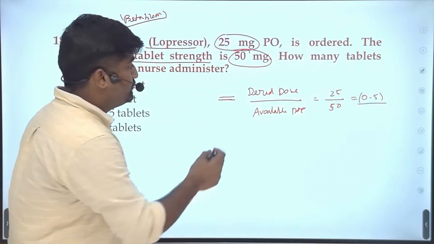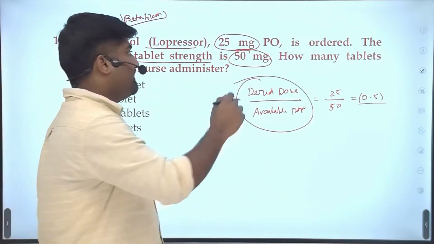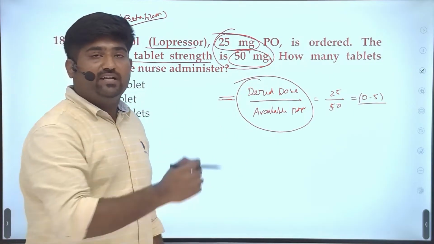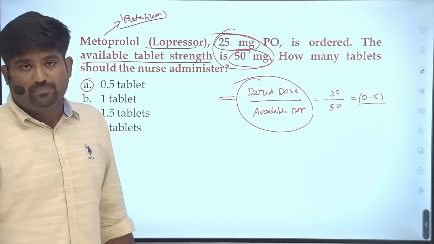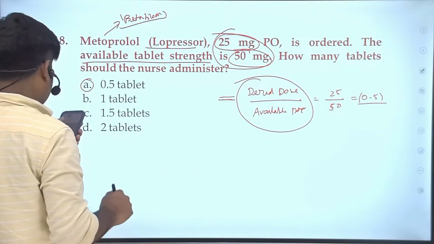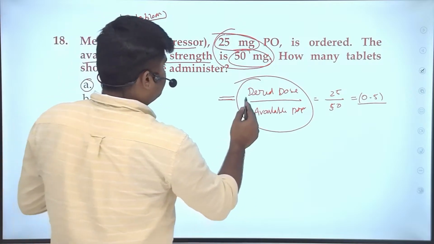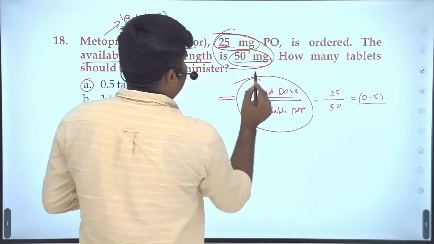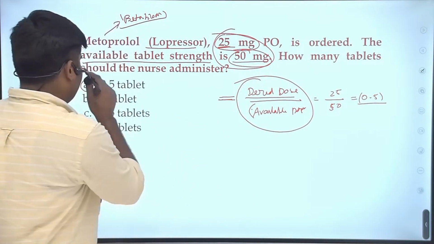So always you should remember the formula. Even though it is a small question, don't be overconfident in answering. Always apply the formula, then you will get an answer, then you simplify it. Desired dose is 25, available is 50 mg, then you will be getting 0.5. So it is 0.5 tablet.